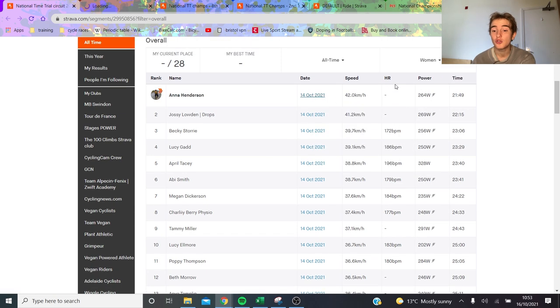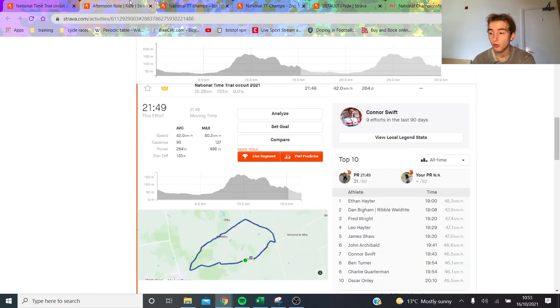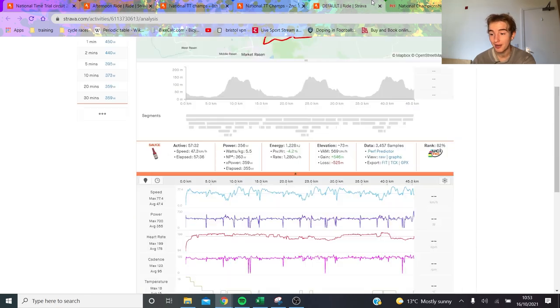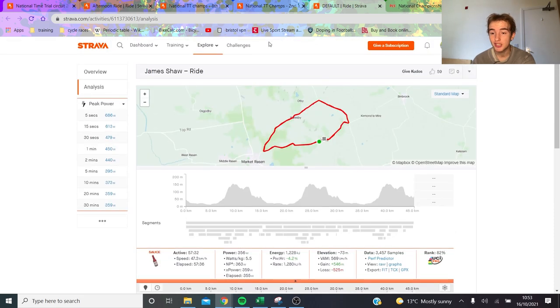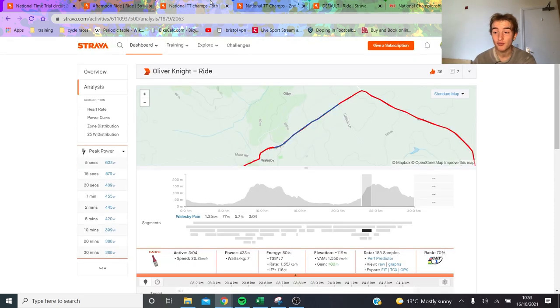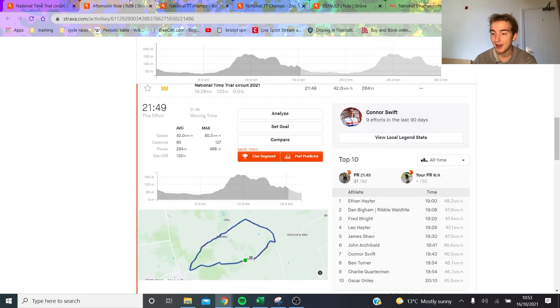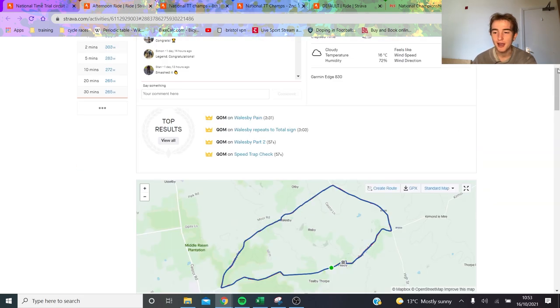And again, this also shows you how important aero is, because let's be honest, 260 watts is not an absolutely outrageous number. If you're an average bloke, let's say, 260 watts probably isn't, but you're not gonna be going as fast as Anna Henderson. So again, CDA is really important.